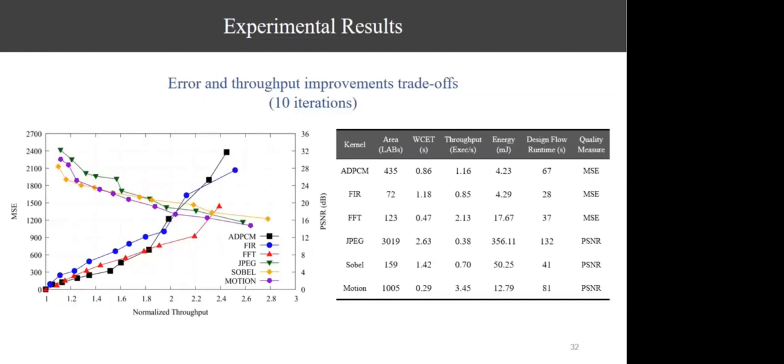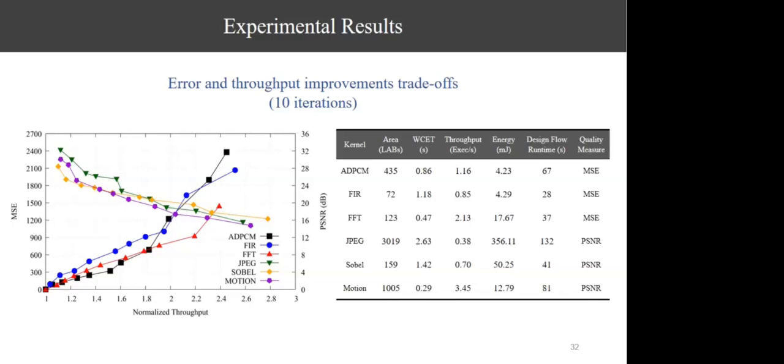That is, we generate 10 Pareto-optimal designs for each kernel in terms of mean squared error or peak signal-to-noise ratio, respectively, and the normalized throughput considering a same area over the exact implementation. As expected, these throughput gains come at the cost of a loss in precision. For example, the ADPCM kernel, it is possible to have a normalized throughput of 1.35 with about 250 of MSE, or 1.6 of throughput with about 465 of MSE, depending on the designer needs.